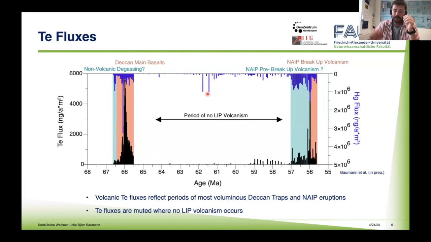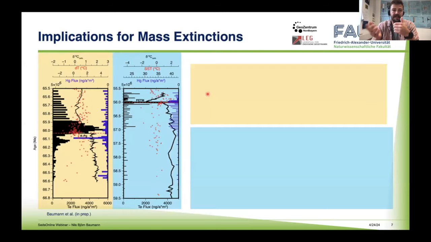And so what we try to do with this is, of course, get into some implications for environmental change or mass extinctions. That's the same plot as before, just here in the yellow panel, you see a blow up of the Deccan Traps emplacement time frame, and in blue the North Atlantic igneous province time frame.